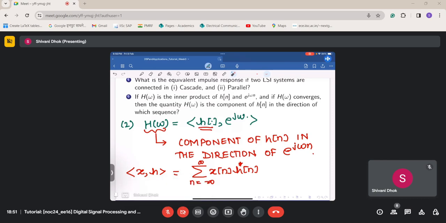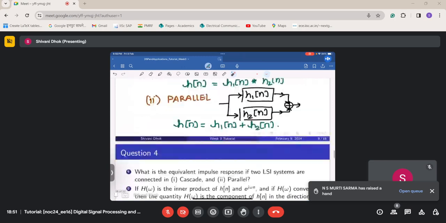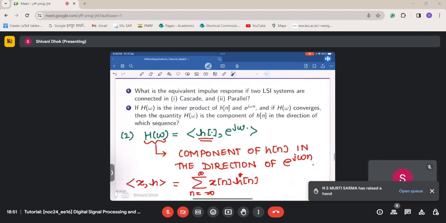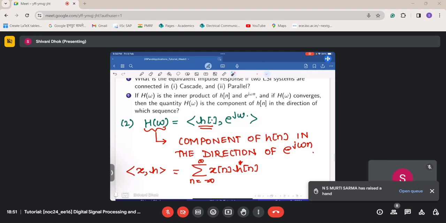Any other questions? Yes, sir. Madam, the answer is completed? Yeah, the first one was solved. The second part is completed. What is asked is, if H of omega converges, H of omega is the component of h of n in which direction? In the direction of which sequence? So it is the component of h of n in the direction of this sequence.